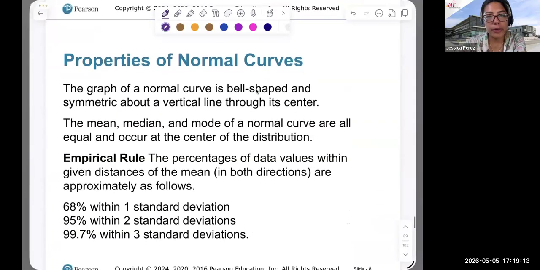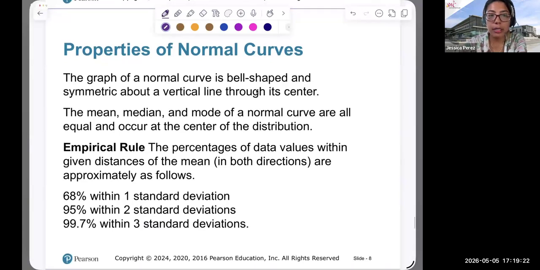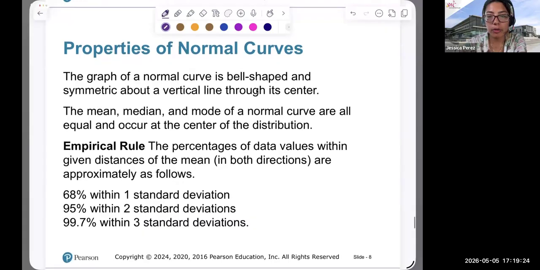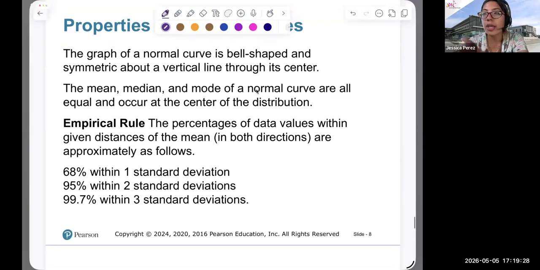Now, what are the properties of a normal curve? The graph of a normal curve is a bell shape, symmetric about a vertical line through its center. The mean, the median, and the mode of a normal curve all occur at the center of the distribution. That's why we called it a central tendency at the beginning of class.